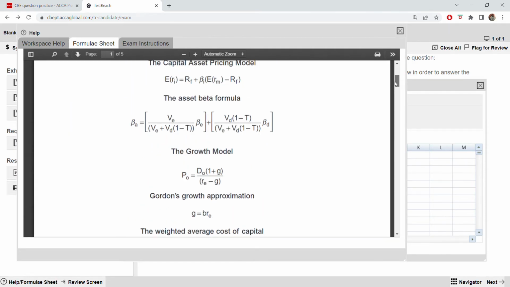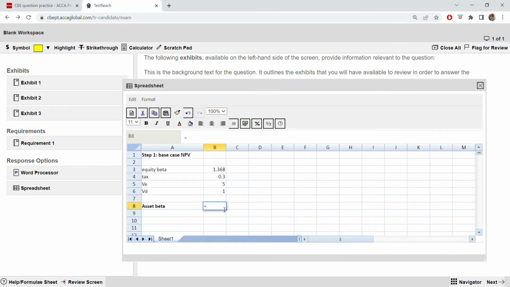Right, this is the formula. Not this portion. After the addition, the second portion we are not doing; it's 0. Only this much: VE divided by VE plus VD into 1 minus tax, into equity beta, you will get your asset beta. But we are not writing this formula. We already have the number. Just use it here.